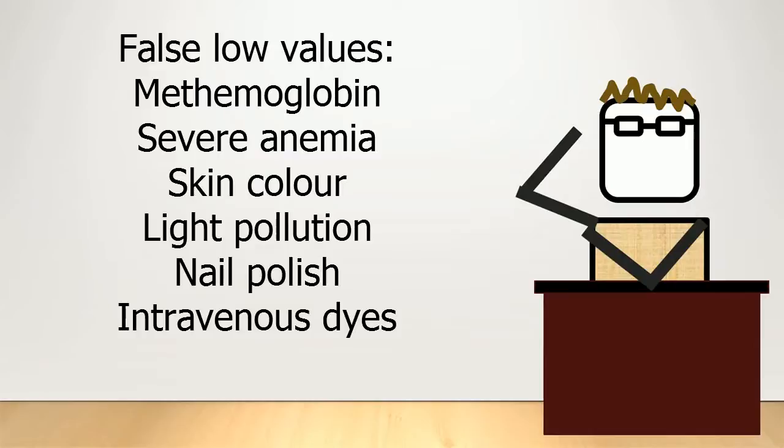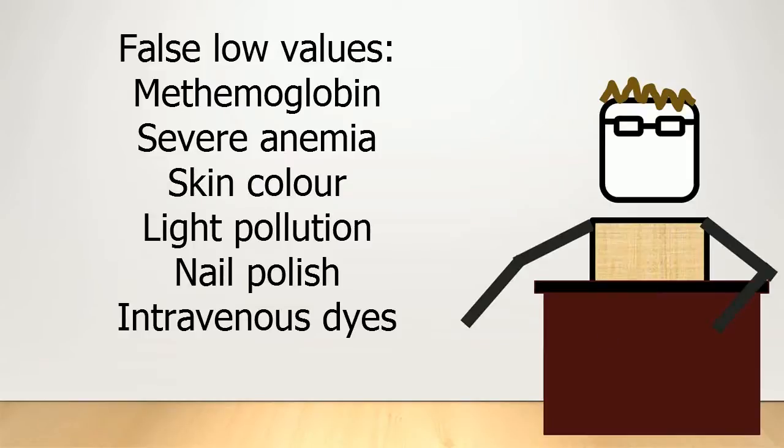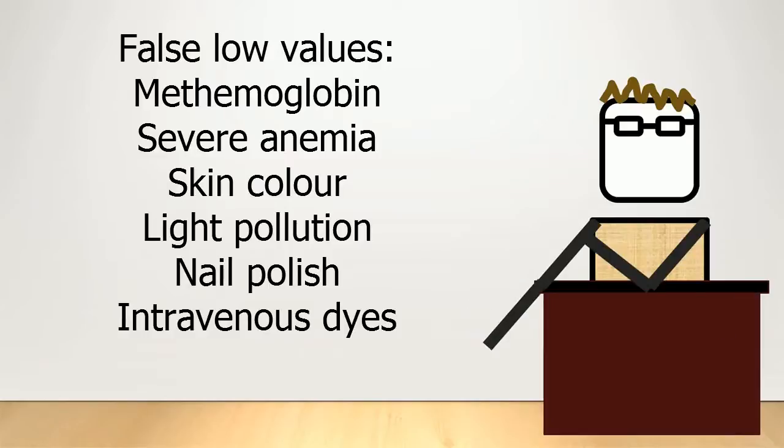Severe anemia, usually below 50 grams per liter, can give you a falsely low oxygen saturation. In these cases, the hemoglobin saturation is actually normal, but it's just that there's not enough of it to go around.